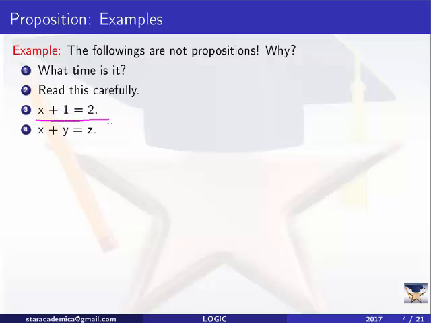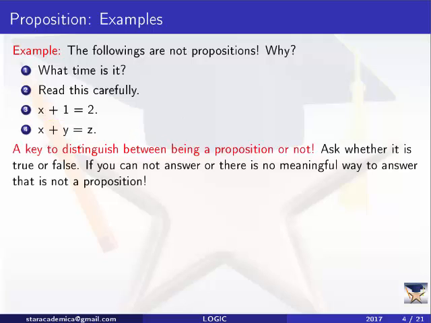x plus y equals z. Also, it depends on x, y, z. And what are they really? So we cannot judge whether this is true or false. So this is not a proposition. A key to distinguish between being a proposition or not is to ask whether it's a true or a false statement. If you cannot answer or there is no meaningful way to answer that, then it's not a proposition. Here we don't have an answer. Here we don't have a meaningful answer really. So these are not propositions.